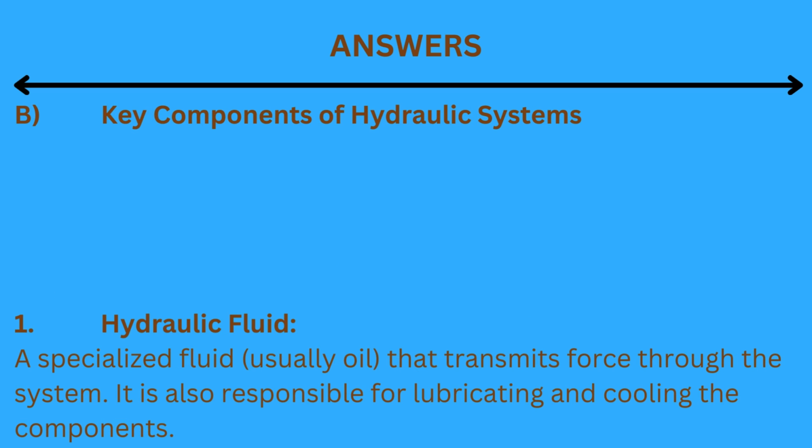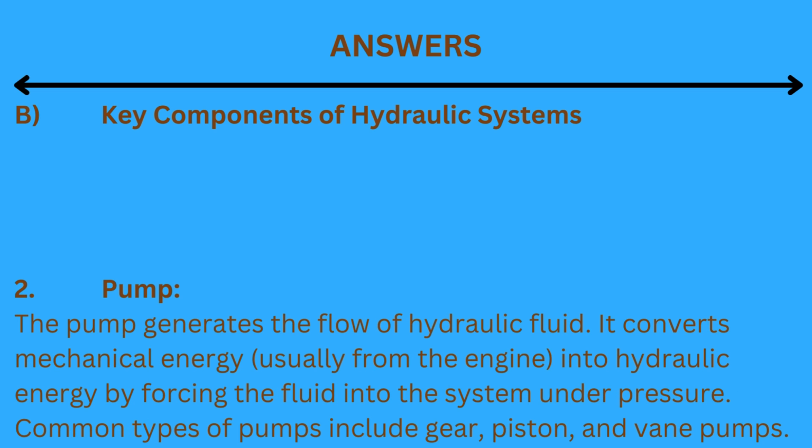B. Components of hydraulic systems. 1. Hydraulic fluid. A specialized fluid, usually oil, that transmits force through the system. It is also responsible for lubricating and cooling the components. 2. Pump. The pump generates the flow of hydraulic fluid. It converts mechanical energy, usually from the engine, into hydraulic energy by forcing the fluid into the system under pressure. Common types of pumps include gear, piston, and vane pumps.